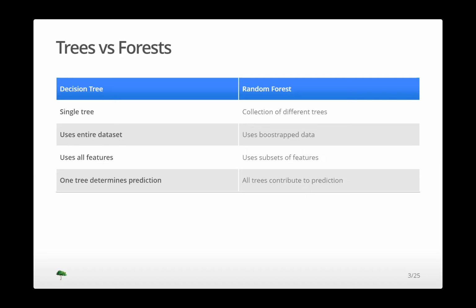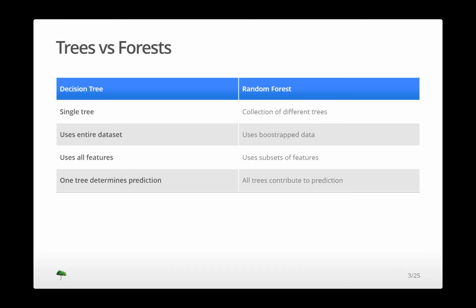Also, with a decision tree, you have the one tree that makes the determination for a prediction. What random forests do is they are a collection of different trees. So they aggregate across multiple trees, and they use bootstrapped data. So at any tree, you only use a subsample of the data that is available. Additionally, you only use a subset of the features that are available. So you can tune these parameters to get to a better prediction.